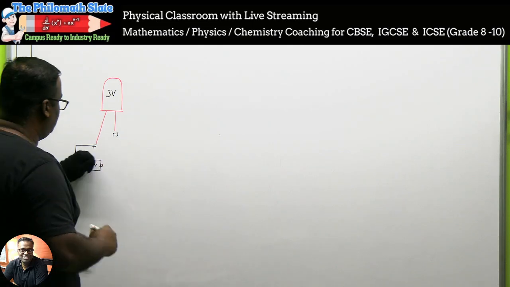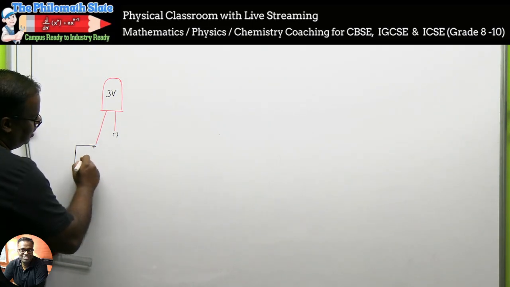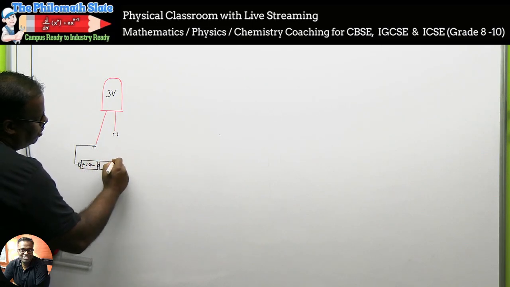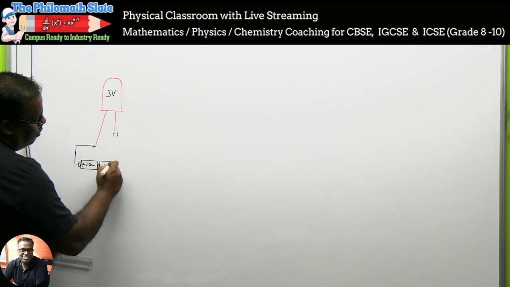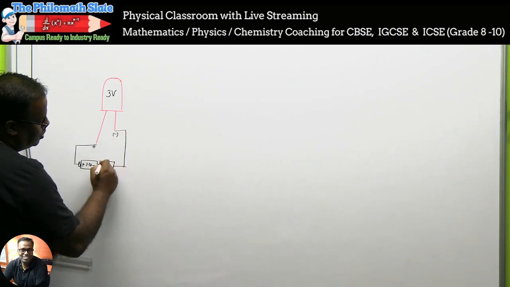So this should come to the positive, right? Because positive is always this side. So this is positive, negative. This is 1.5 volt, and then one more 1.5 volt. We have connected them in series, and we connected here. This is positive, this is negative.